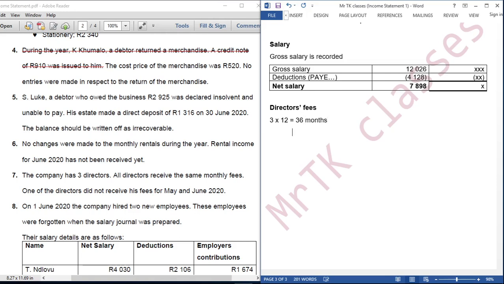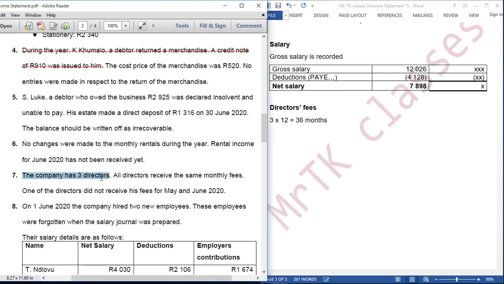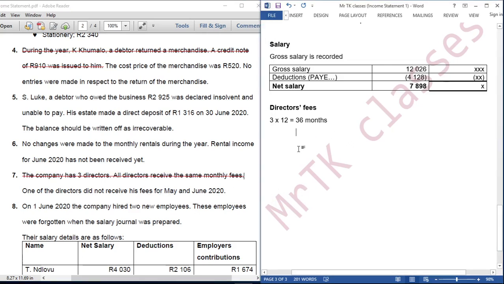All right. What are they saying now? The company has three directors. All directors receive the same monthly fees. One of the directors did not receive his fees for May and June. Okay, so it means we are going to subtract May and June.